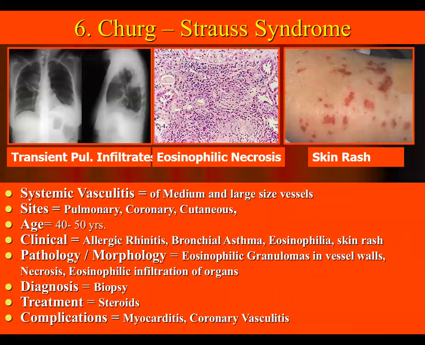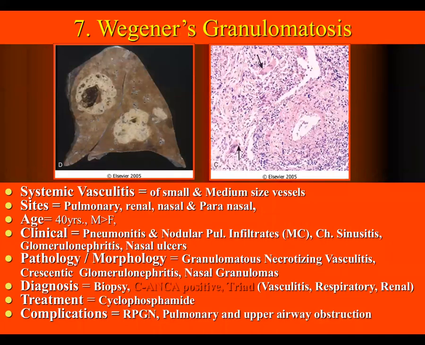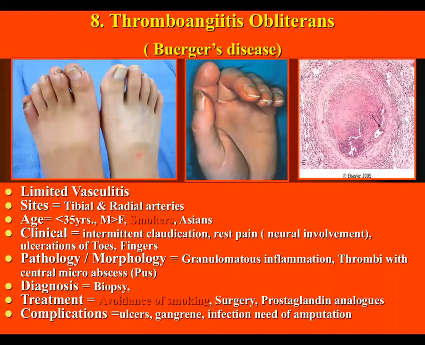The third group is the smaller size blood vessel vasculitis. They can be grouped as number one, Churg-Strauss syndrome, second, Wegener's granulomatosis, and third, thromboangiitis obliterans, which is also called Buerger disease. So this is a classification.